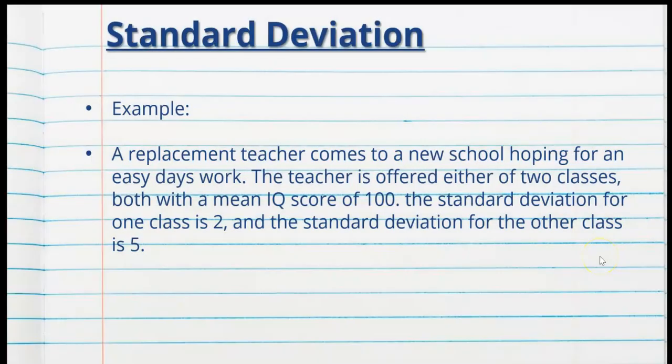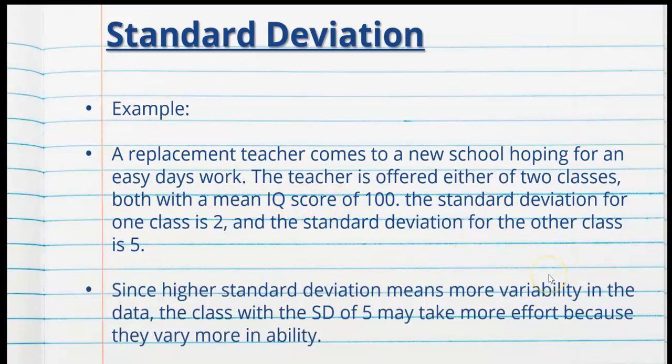So let's put this into context, all right? Here's an example I would have gone through with you in class, or I will go through with you in class. Let's say a replacement teacher comes to a new school hoping for an easy day's work. The teacher is offered either of two classes, both with a mean IQ score of 100. The standard deviation for one class is 2, and the standard deviation for the other class is 5. So which class would they prefer?